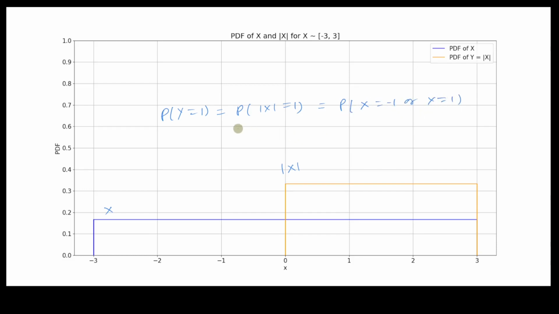This is true for any value of y. Any value that y can take will correspond to two values of x. Since there is a mapping from x to y, there will be two values of x for which y will take a particular value. So y has a PDF double that of x, and it has a shrunk range, which is 0 to 3.